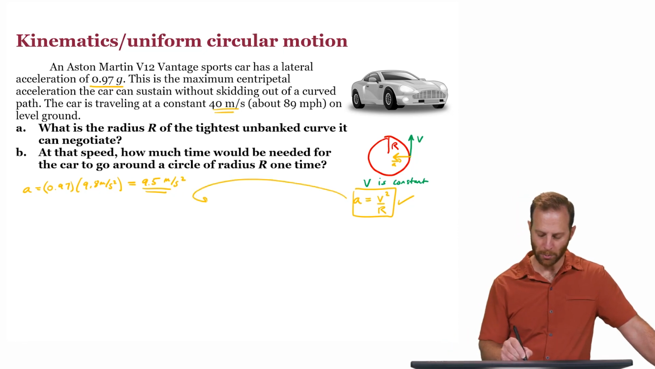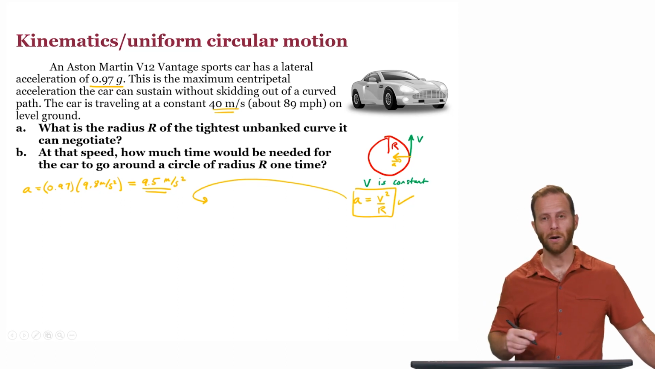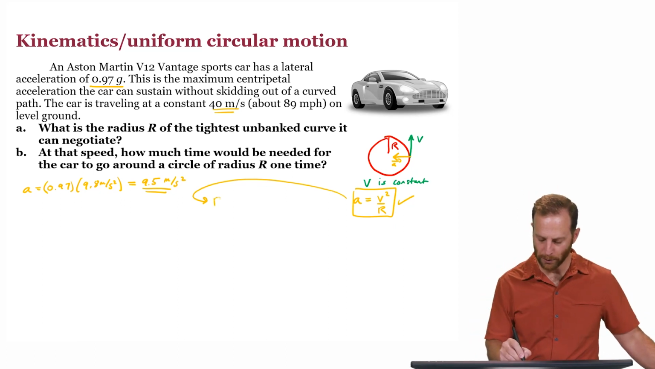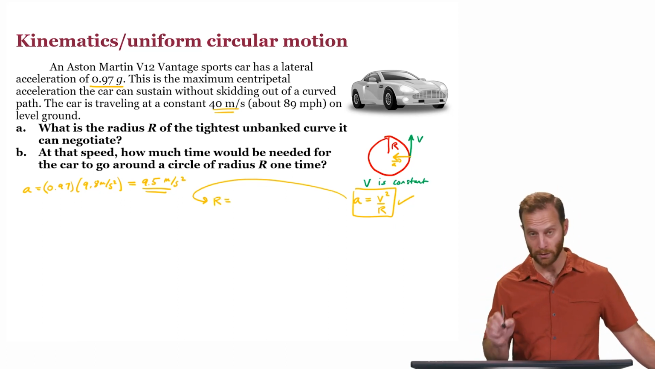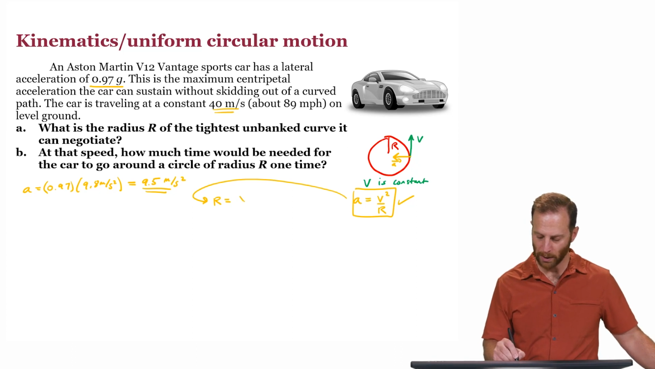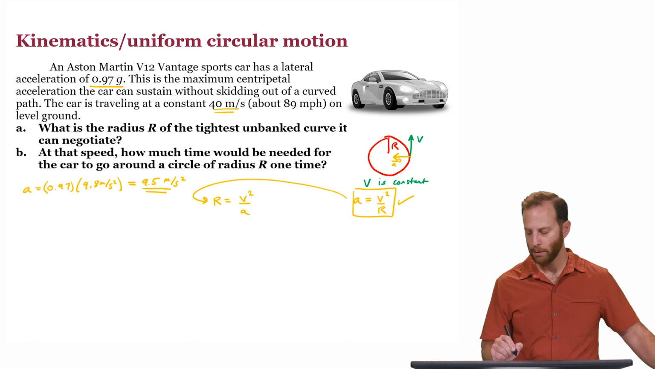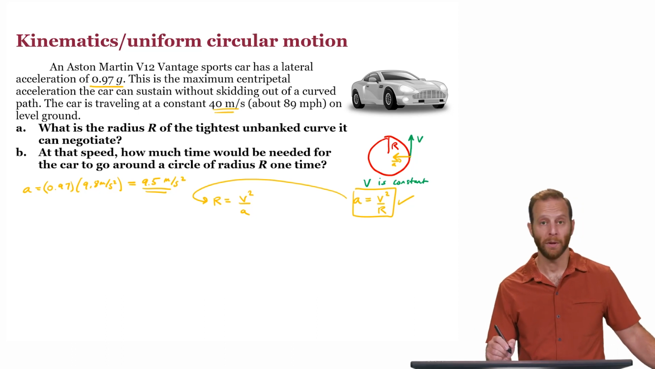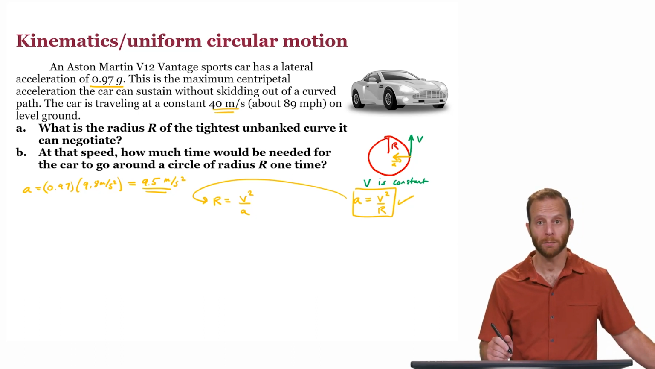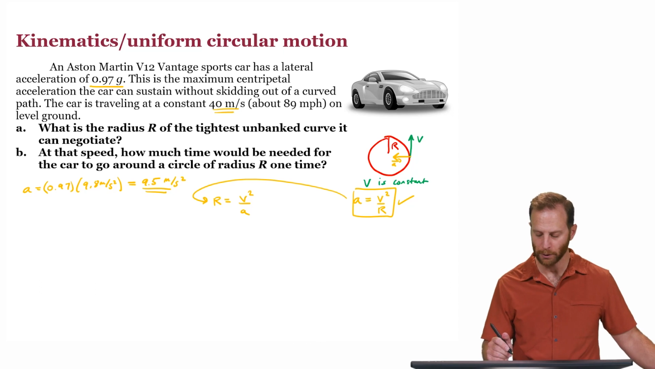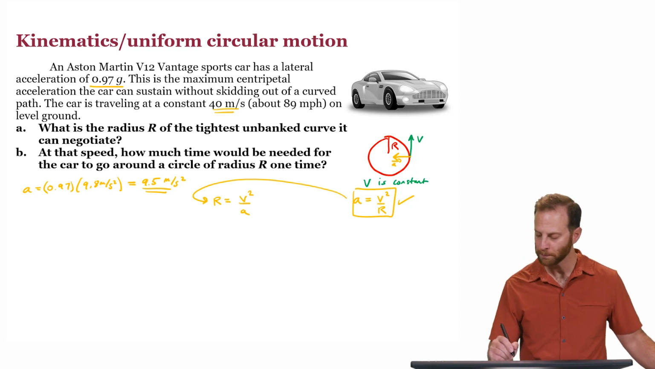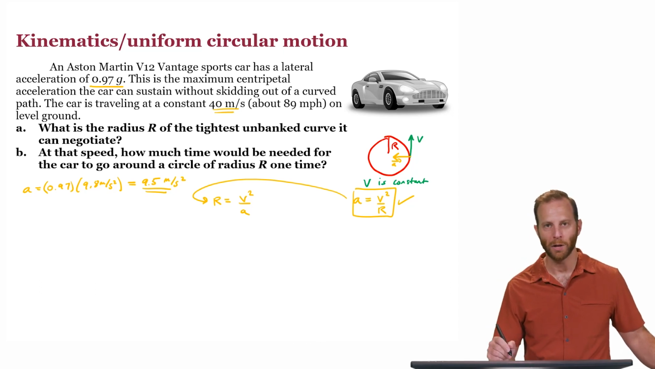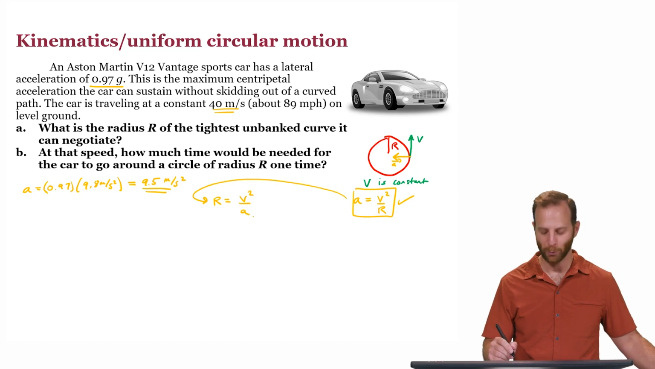A little bit of algebra, multiplying both sides by r and dividing by a, will tell you that the radius that obeys this formula is given by v squared over a. Now, if r is any smaller than this value, then the acceleration would be too much, and the car would not be able to stay on the road.